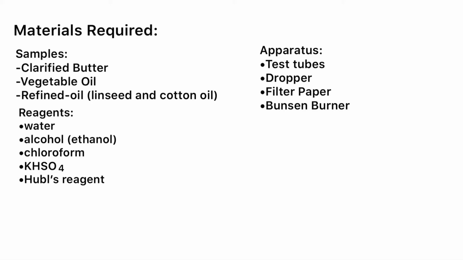And for our apparatus, we are going to use test tubes, dropper, filter paper, and Bunsen burner. This activity is composed of 4 different tests, which are solubility test, translucent spot test, acrolein test, and the Hubl's test. Before we start the activity, make sure that you have your paper and pen with you, so you can easily take note of the observations that you will be making while watching this experiment.